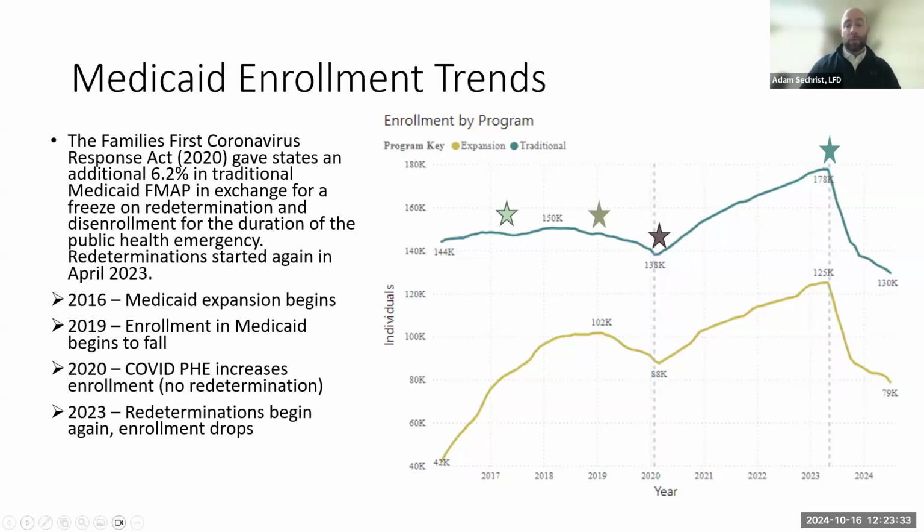Then COVID happened, and with it, the federal government put a temporary stop to the eligibility redetermination of anyone on either program. This resulted in a steep enrollment increase during the pandemic beginning in 2020 and ending in the first half of 2023 when redetermination was allowed again. Now, after over a year of reviewing participants' eligibility, enrollment numbers are back to pre-pandemic levels.